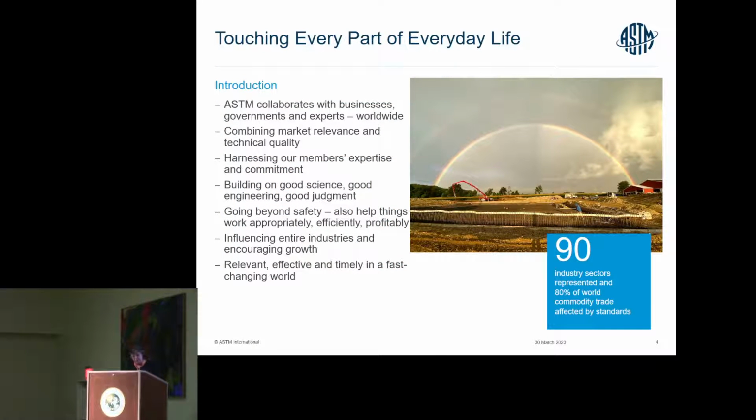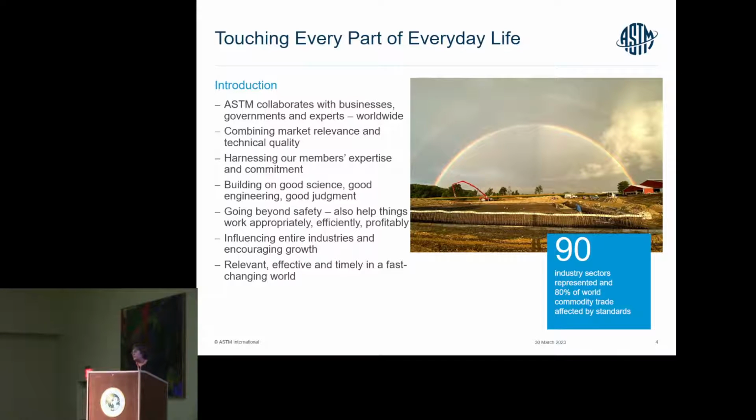ASTM collaborates with businesses, governments, and experts worldwide to create standards that combine market relevance and technical quality. ASTM standards harness our over 30,000 members' expertise and commitment, building on good science, engineering, and judgment. There are 148 technical committees that create standards that influence the entire industry.